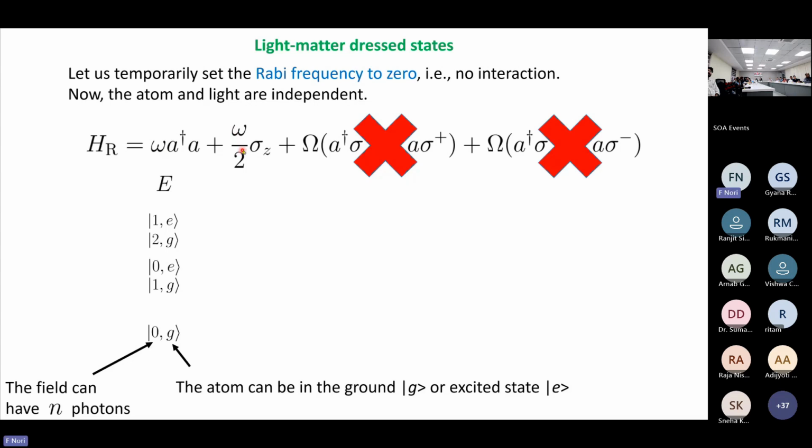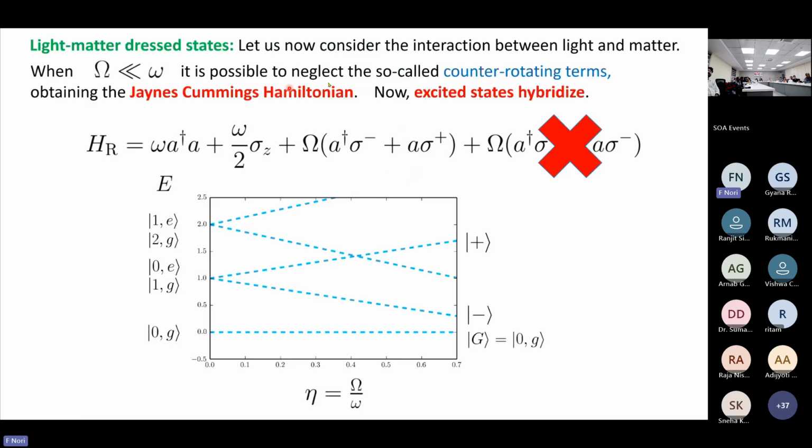Now let's turn this one on. What happens? Then there is hybridization. This is called the light-matter dressed states. This is called the Jaynes-Cummings model, so the counter-rotating terms are ignored. Now the states are hybridized here. The ground state is still 0 photons in the cavity and the atom in the ground state. You're increasing the coupling between them. There's a coupling, and this one doesn't matter, but other ones change.